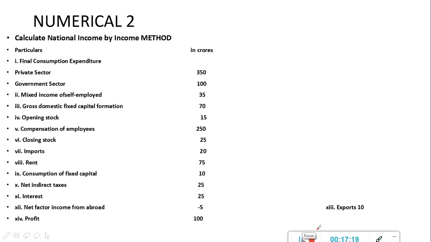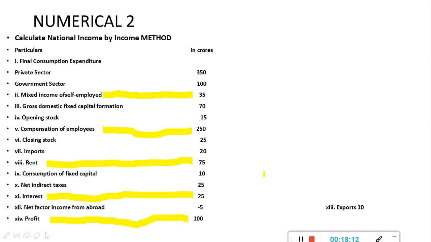Now we will discuss our second numerical. In this question, we have to calculate national income, that is net national product at factor cost, and in the question final consumption expenditure is given as 350 for the private sector and for the government sector it is 100, mixed income of self-employed 35, gross domestic fixed capital formation 70, opening stock 15, compensation of employees 250, closing stock 25, imports 20, rent 75, consumption of fixed capital 10, net indirect tax 25, interest 25, net factor income from abroad minus 5 and profit 100, exports 10.